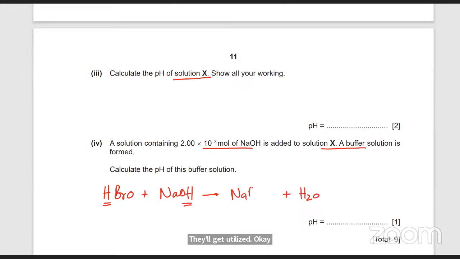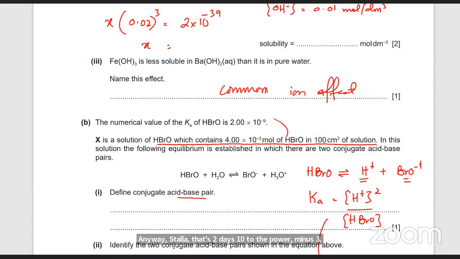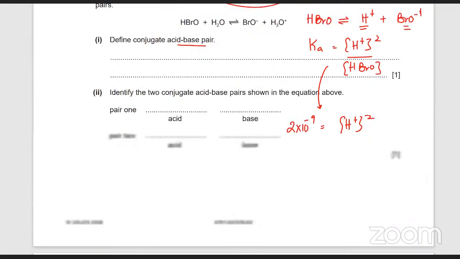But BrO minus 1, Na plus 1. Okay, there's neutralization happening. How much NaOH was added? That's 2 times 10 to the power minus 3 moles. Okay, and HBrO, how much was there earlier in your solution? That was 4 times 10 to the power minus 3 moles.